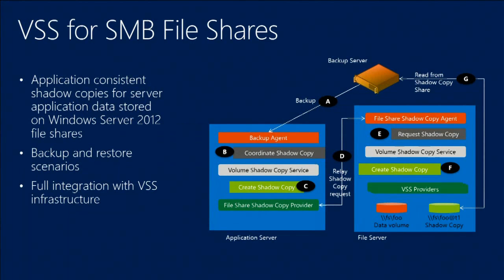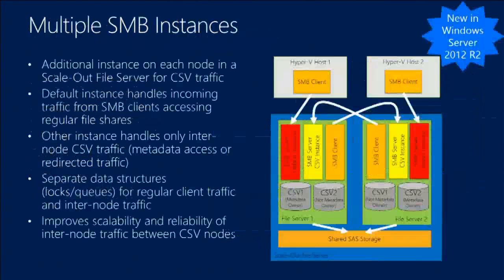If you know how backups work in Windows, we have VSS as an infrastructure for doing what we call volume shadow copies on block storage. In the spirit of keeping parity with block storage, we have a way to do the same kind of backup with file storage as well.